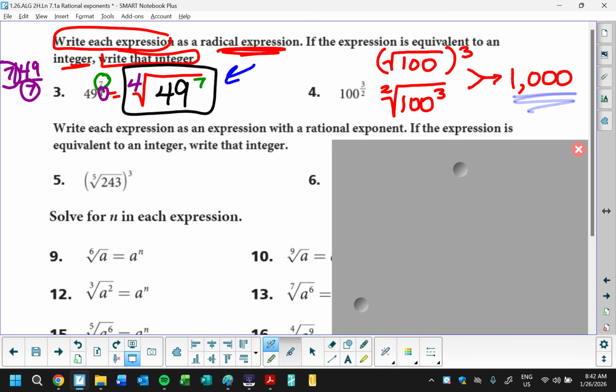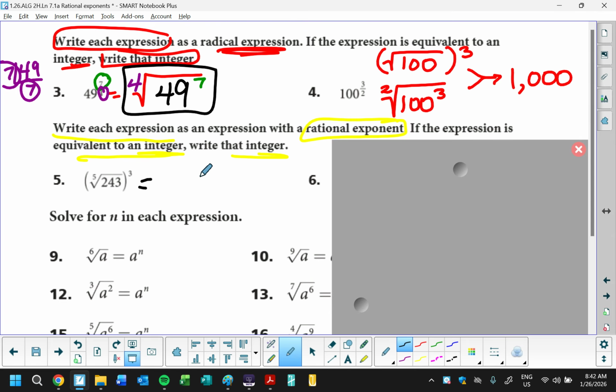Now here we're going to go backwards for number 5. So it says write each expression as an expression with a rational exponent. And again, if it's equivalent to an integer, let's go ahead and write that. So I'm going to note that 243 is the base. We're going to see that the exponent is going to be the 3, so that'll be our numerator. And our index is going to be the 5th power, that's going to be our denominator.